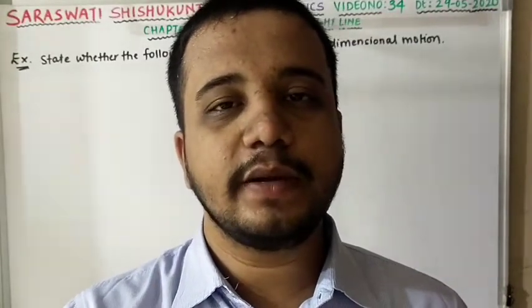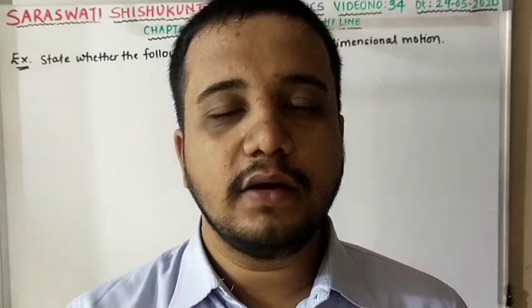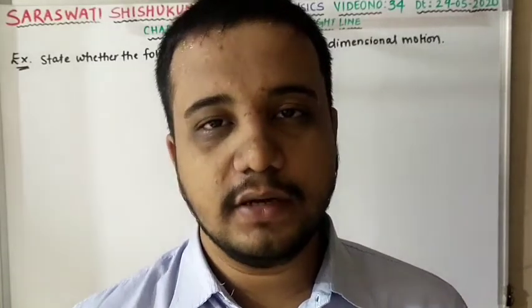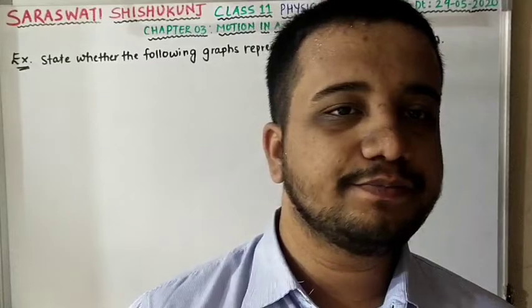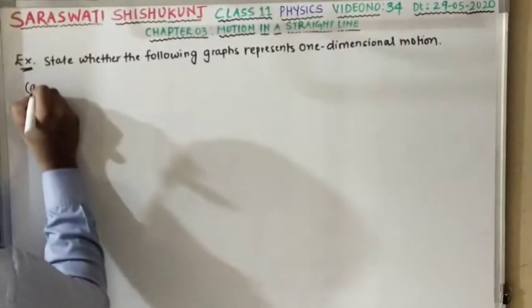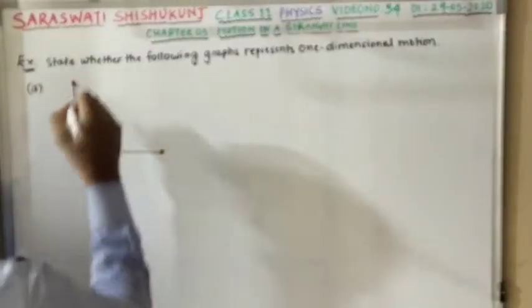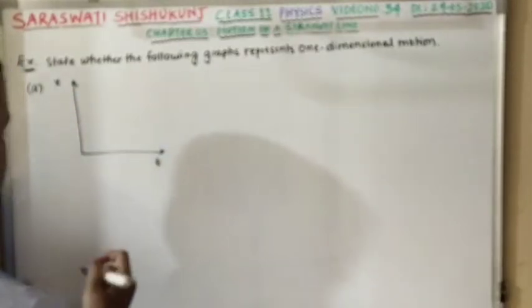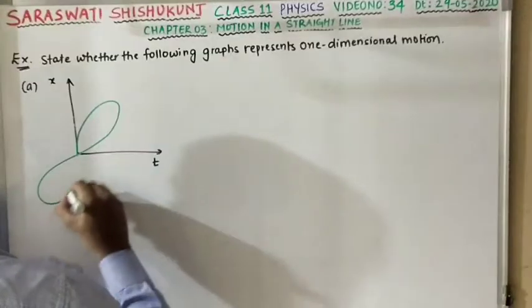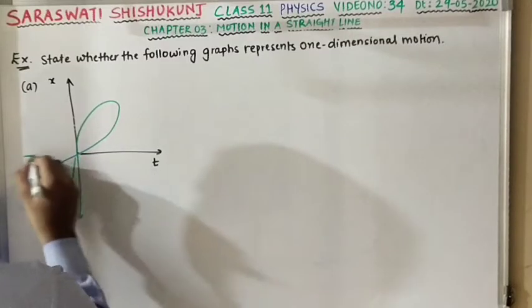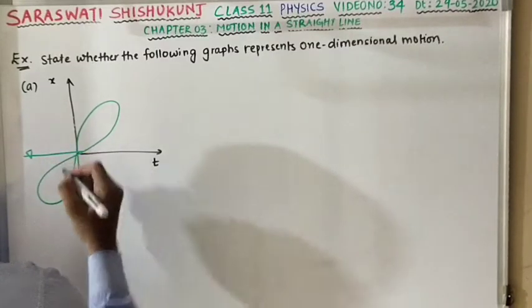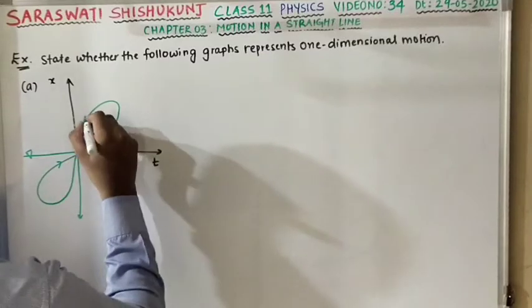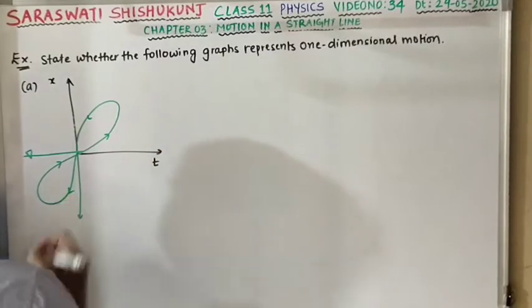If any one coordinate changes with respect to time, then it is one-dimensional motion. Two coordinates change, then it is two-dimensional. And three coordinates change, that is known as three-dimensional motion. Hope till this is clear. Moving ahead, they have given four graphs. The first graph is position versus time, and the graph nature is like this. Clear?